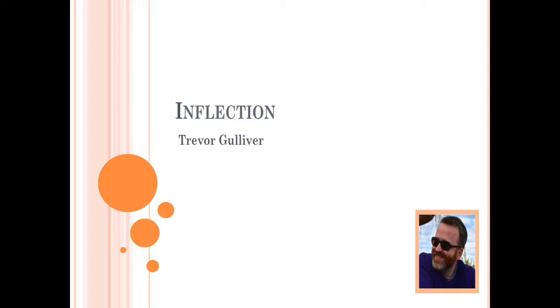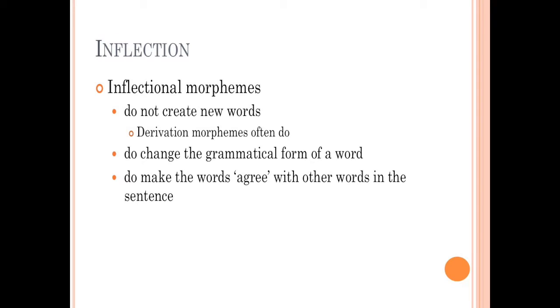In this short video, I'd like to talk about inflection. Derivational morphemes create new words, allowing for whole sets of words around the stem. Derivational morphemes change nouns into verbs, and verbs into adjectives, and adjectives into nouns again. Inflection, on the other hand, involves changing the grammatical form of one of the words. Inflection does not create new words.